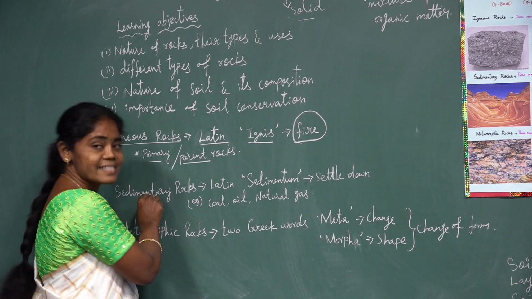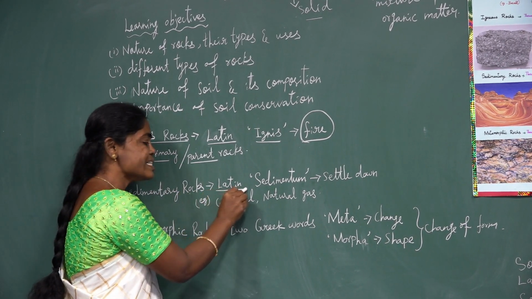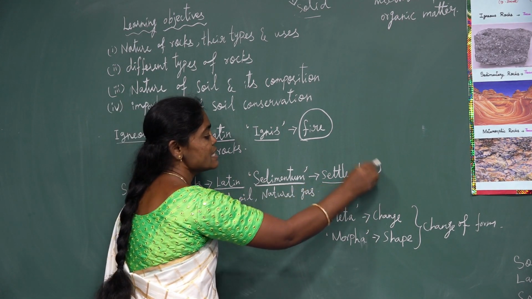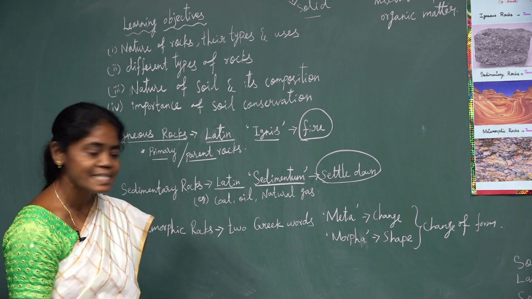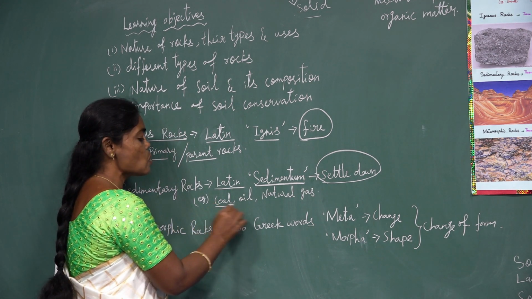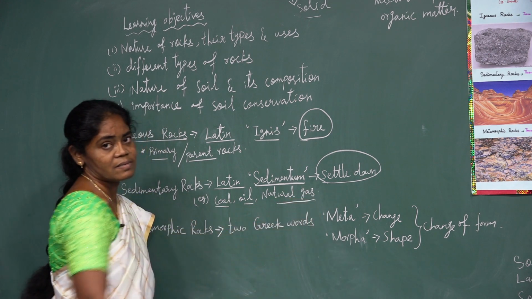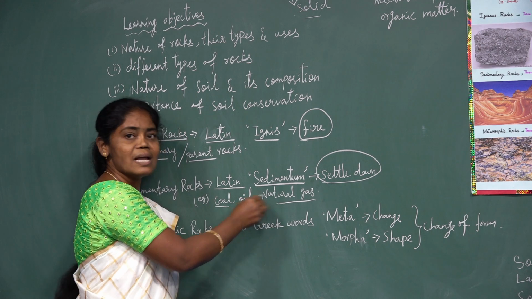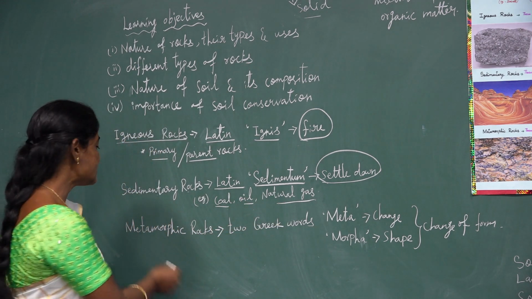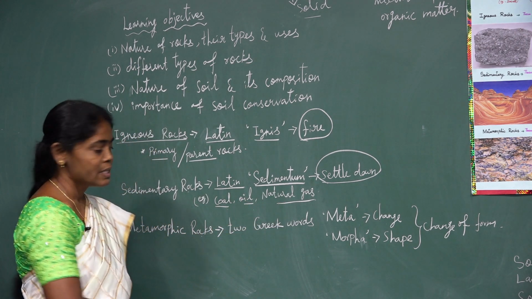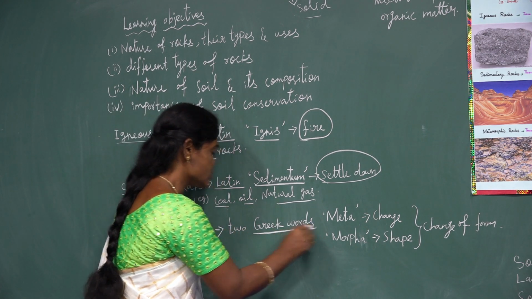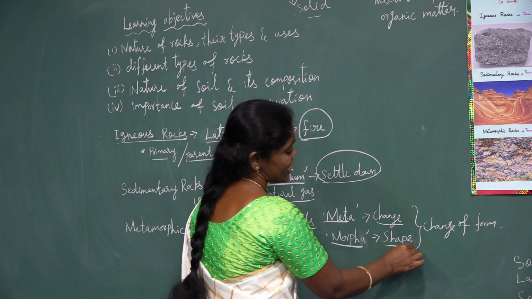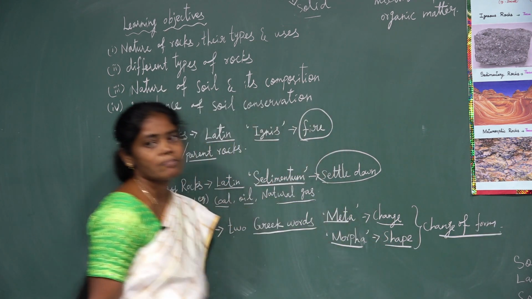Next, we will see the sedimentary rocks. It is also derived from the Latin word sedimentum, that means settle down. For example, coal, oil, natural gas. From the sedimentary rocks, we can extract coal, oil and natural gas. The third one is metamorphic rock. It is derived from 2 Greek words. Meta means change, morpho means shape, change of form.